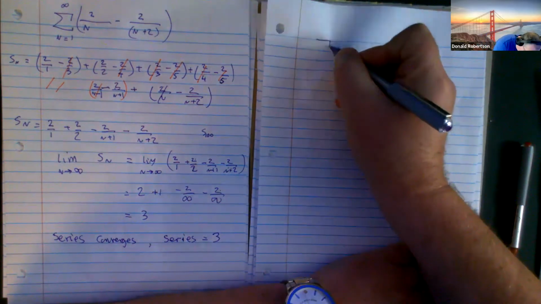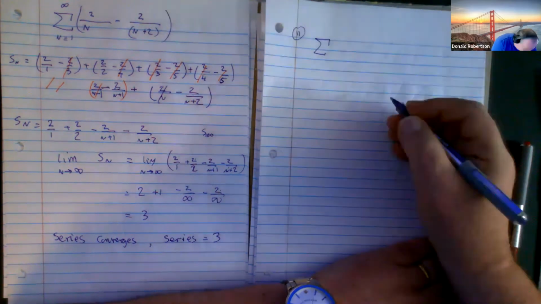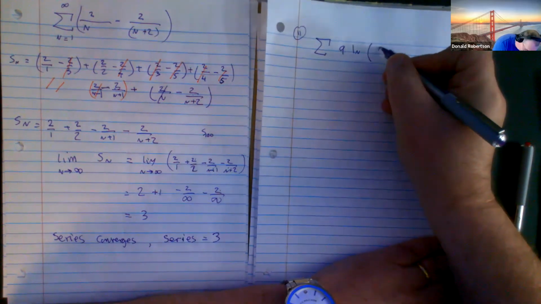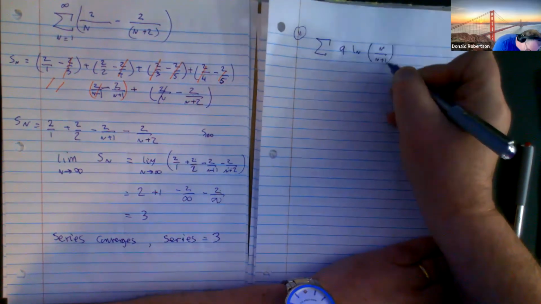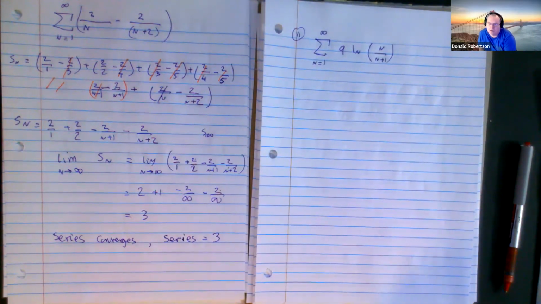Let's show you one diverging now, because not all telescoping series, that's what we call the ones that look like that, not all of them actually do converge. So here is one. This guy is a version of question 11. It's 9 times the natural log of n over n plus 1. Now, it might not look like a telescoping series, but it's going to become one.